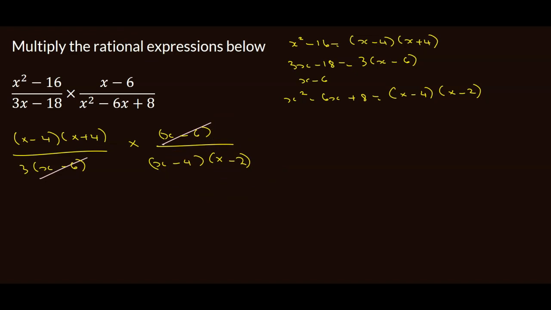So let's go ahead and continue to cross common terms out. So we have x minus 4 here, and then we have x minus 4 here as well. So in the numerator, we have left over x plus 4, and then in our denominator, we have 3, and then x minus 2. So this is going to be the product of these two rational expressions.